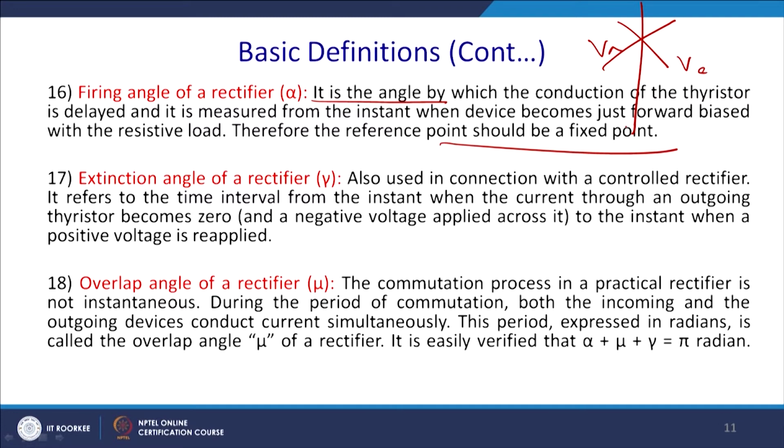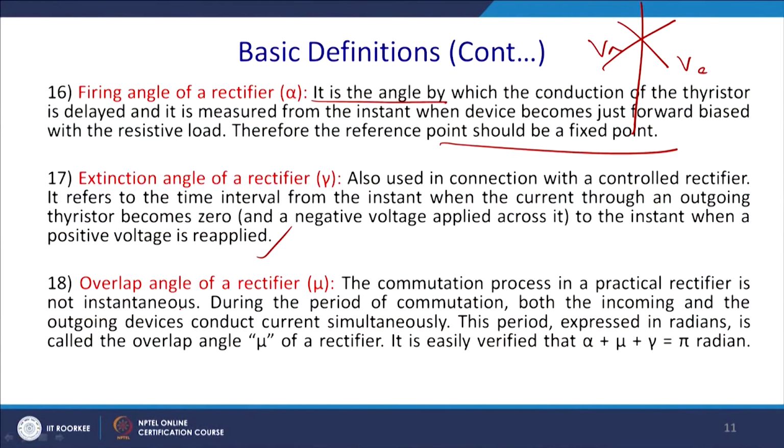Extinction angle of the rectifier or converter. It is also used in connection with the controlled rectifier, and refers to the time interval from the instant when the current through the outgoing thyristor becomes 0 and negative voltage is applied across it, to the instant when positive voltage is applied. That interval is said to be the extinction angle of the converter or rectifier.